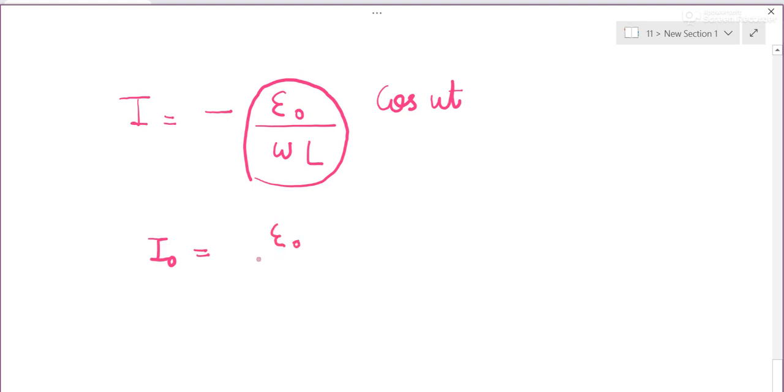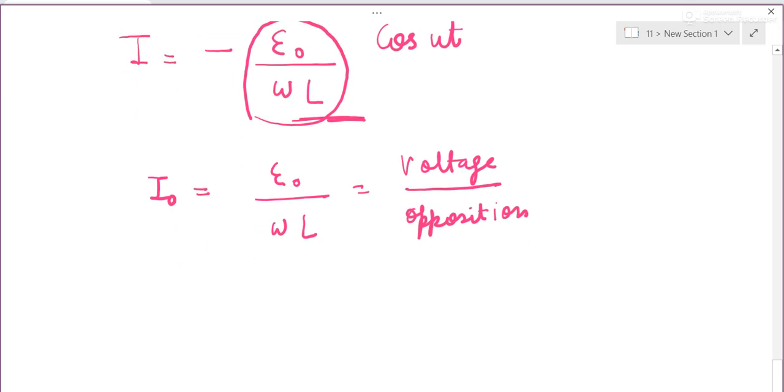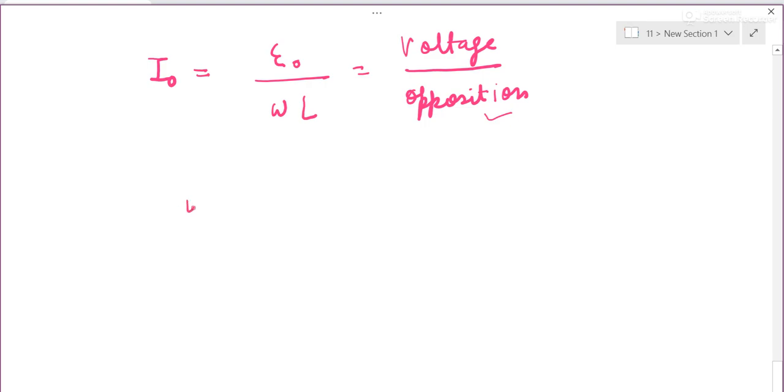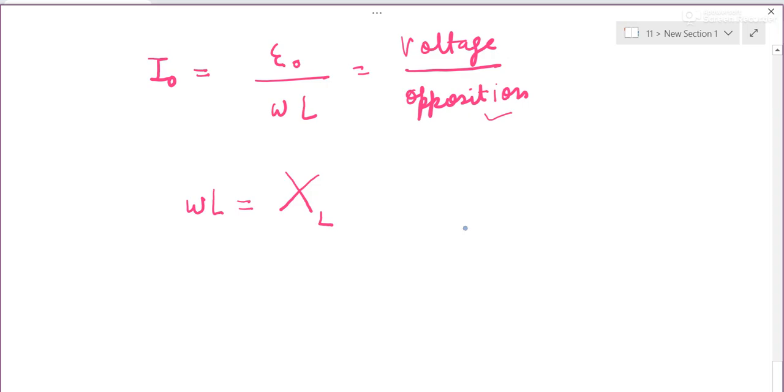Fine. This is voltage, and current is voltage upon opposition. That means omega L is the opposition. This is current only, because current will be equal to current only. Trigonometry has no dimensions. Now this is voltage. What is this? This is opposition. So we have got a term omega L, which we will give the symbol X L. X for opposition, L for inductor. So this is the symbol for inductor's opposition.